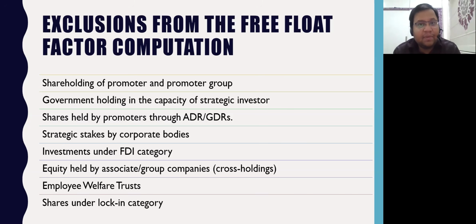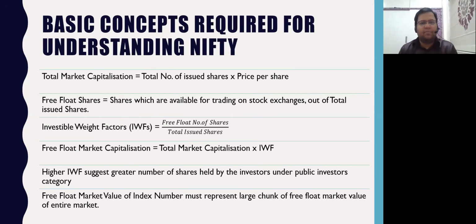Strategic stakes held by the corporate bodies. So in a company, if someone already owns some stake which is for strategic purpose, it is not for the purpose of day-to-day trading. Investments that have come to India under the FDI, foreign direct investment category. Equity held by associate companies or your group companies, also called cross holdings. Shares which are owned by employee welfare trusts. And shares which are in the lock-in category. These shares you have to exclude from the total number of shares. Then you will get something called the free float number of shares. So from total shares, minus these, what do you get? Free float number of shares.